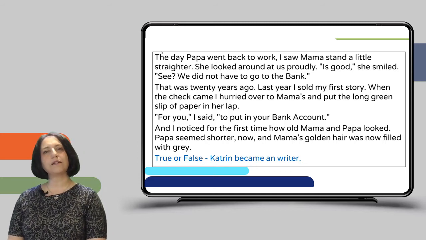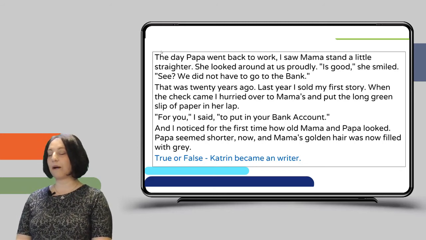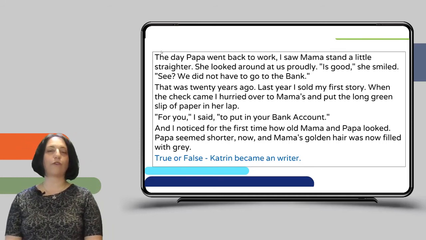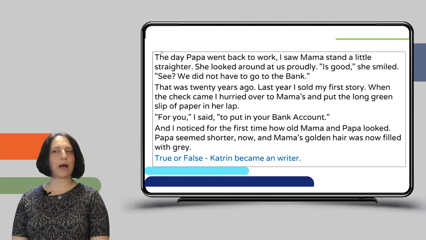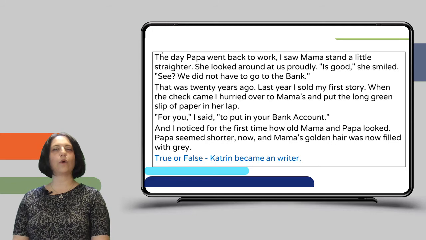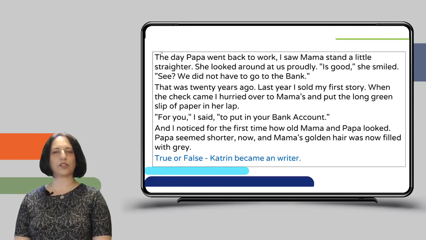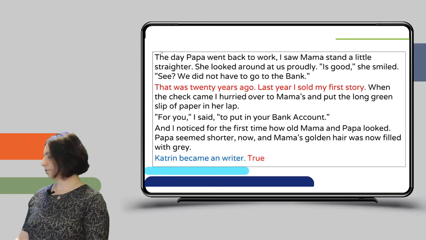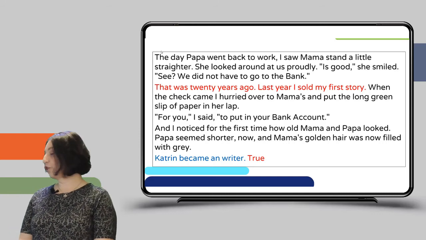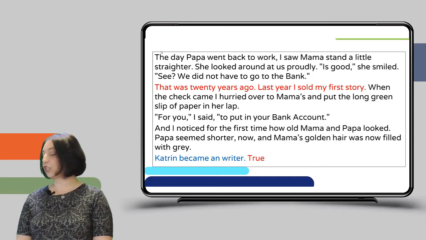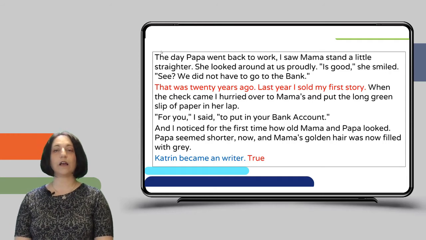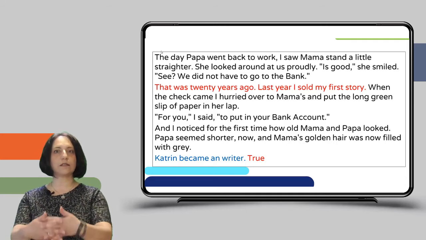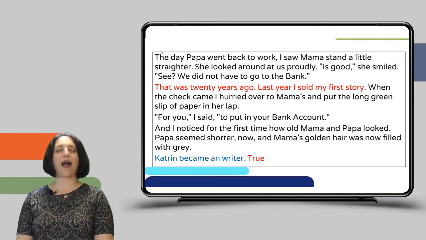So can you tell me, students, did Katrine become a writer? And how do you know if this is true or false? Look in this part of the story and see where you can find the answer to this question, whether Katrine did become a writer or not. You're right, students. If you said it's in the line, "Last year I sold my first story," from that we can see that she wrote her first story and she sold it. So yes, she became a writer.